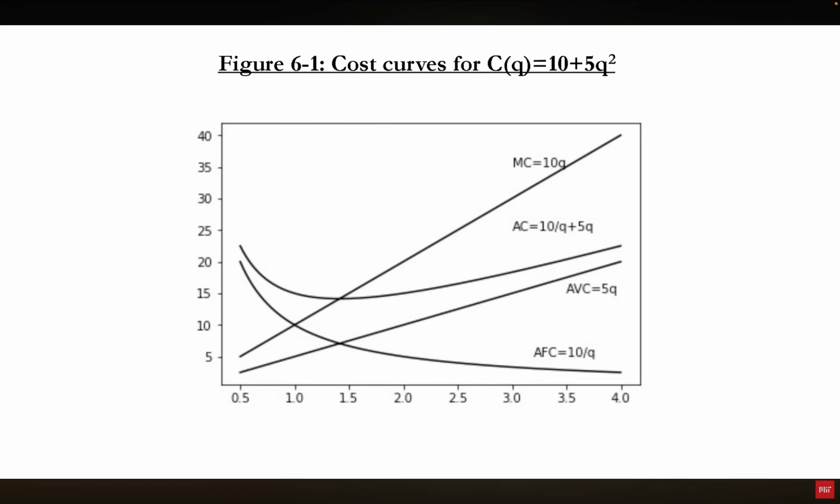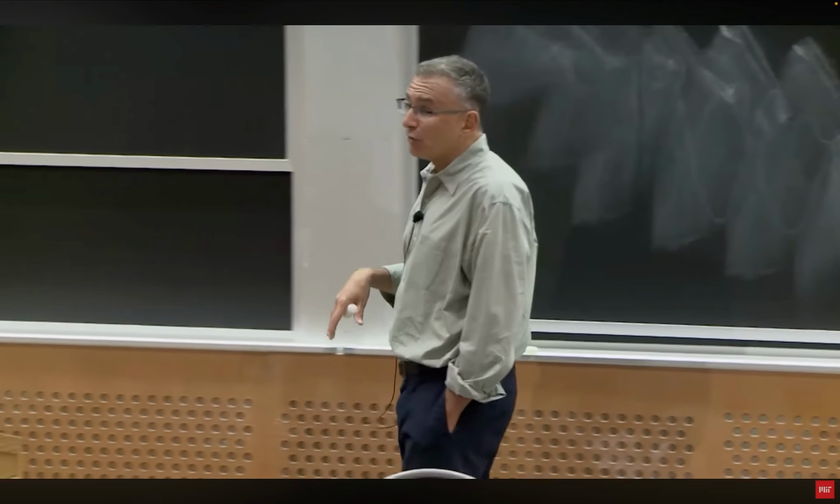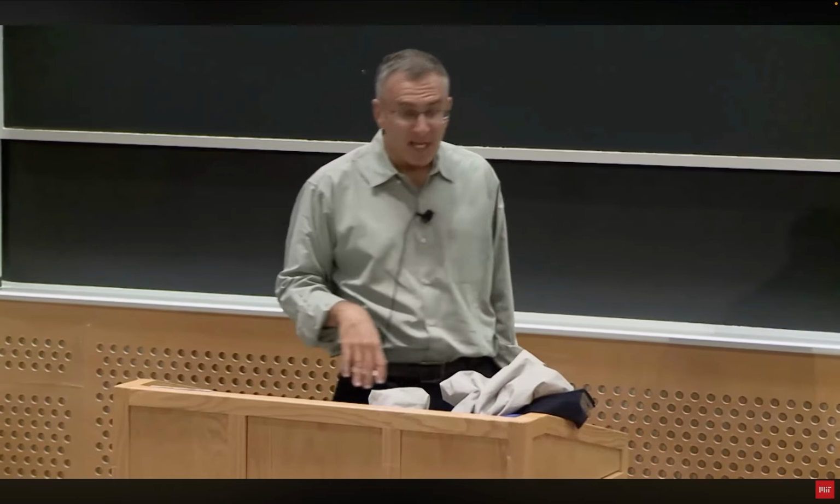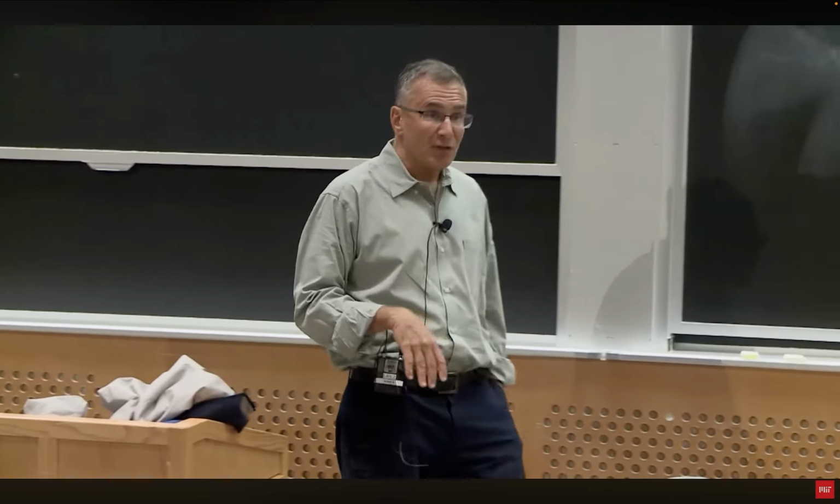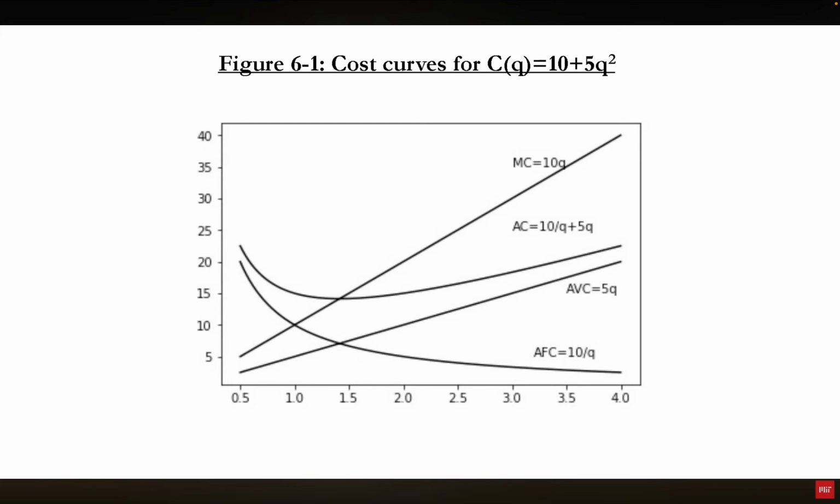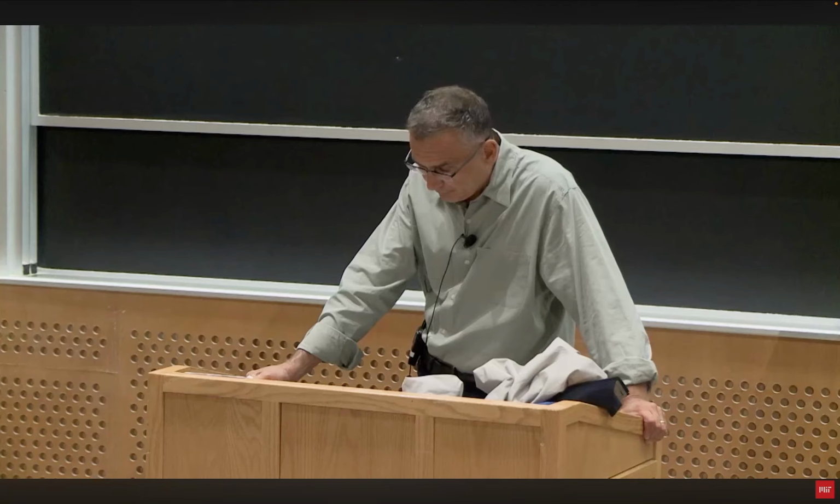It's just mathematical. If you take a function, the minimum of the average is going to be where it intersects the marginal. Okay? Because wherever the marginal cost is above the average cost, the average is rising. Wherever the marginal cost is below the average cost, it's falling. Therefore, marginal cost intersects average cost at the minimum.